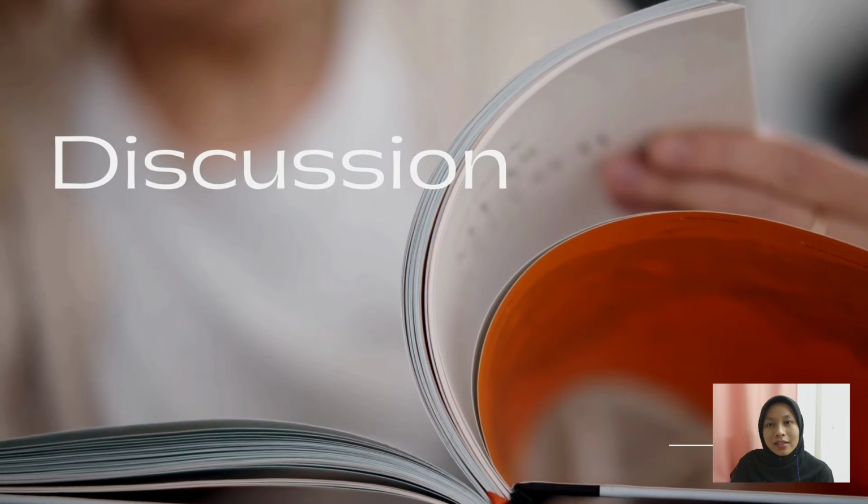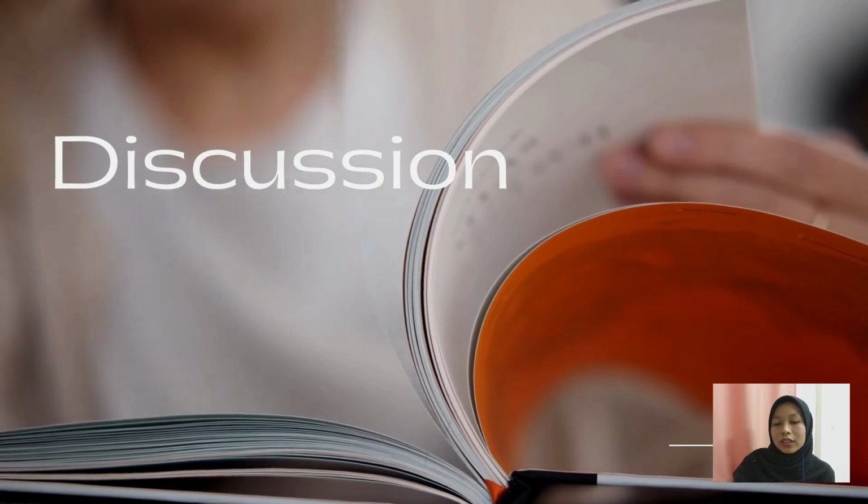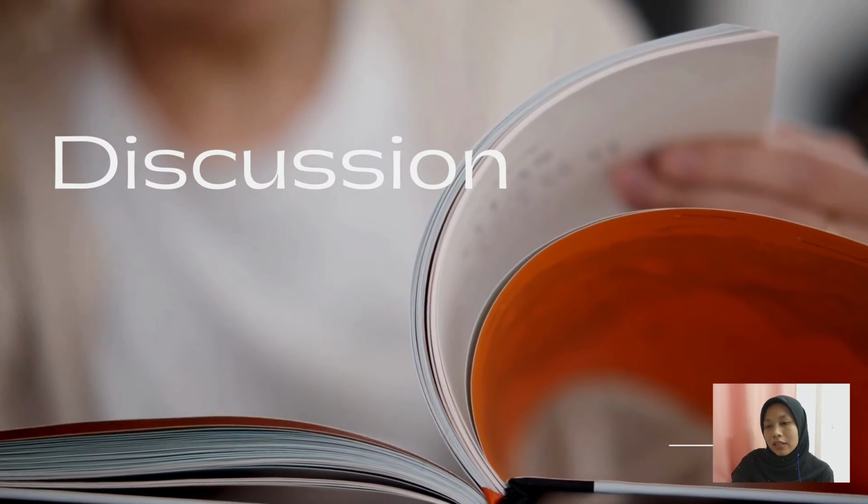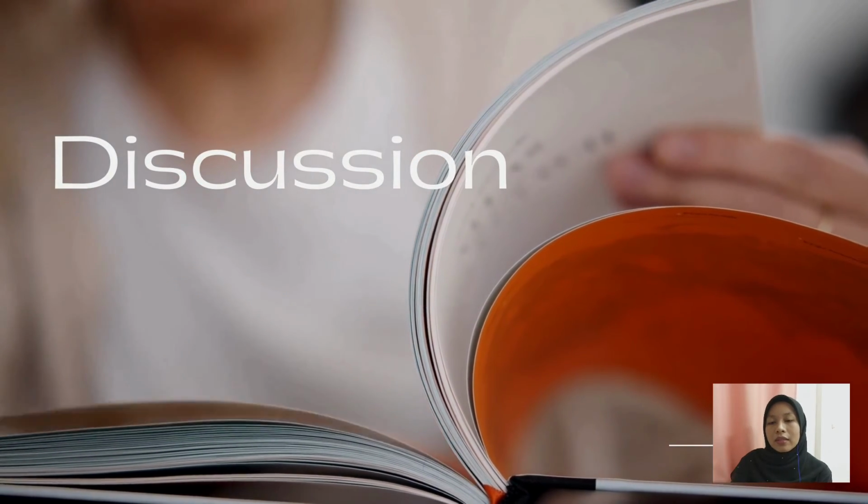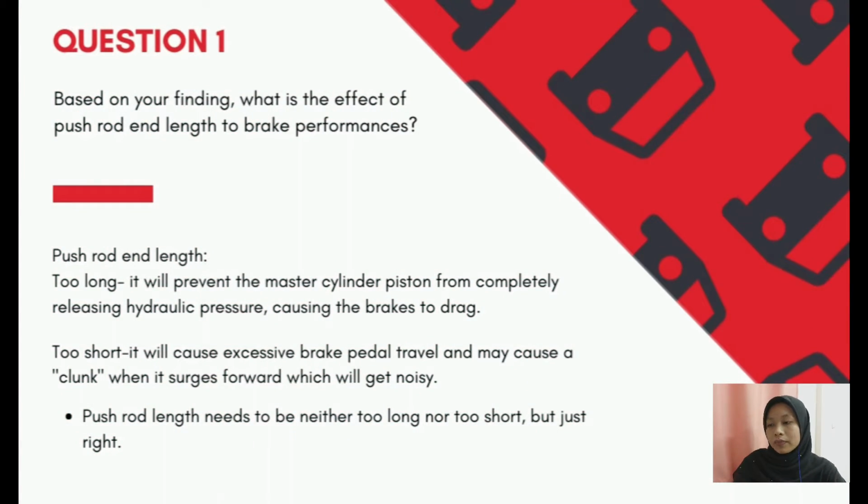Hi, Assalamualaikum. So here I'm going to discuss all the questions asked in this lab 2, which is about master cylinder. For the first question, the question asks, based on your finding, what is the effect of push rod end length to brake performance? The answer is if the push rod is too long, it will prevent the master cylinder piston from completely releasing hydraulic pressure, which will cause the brake to drag.